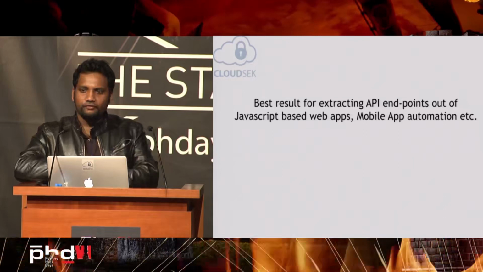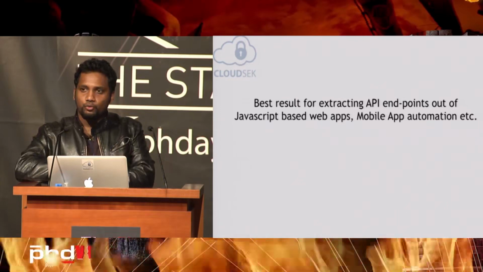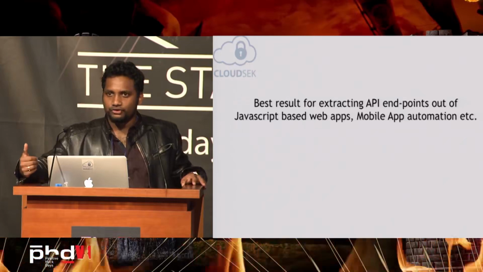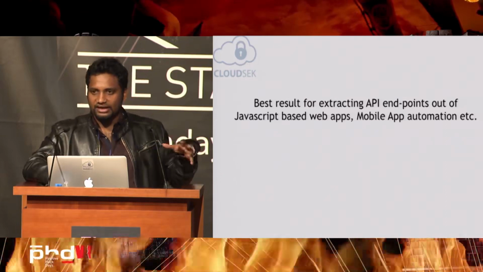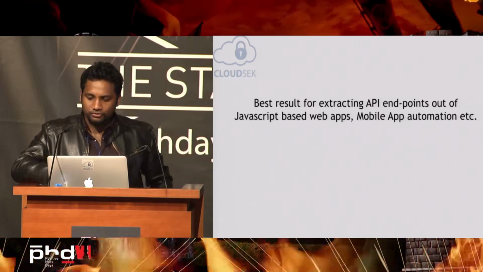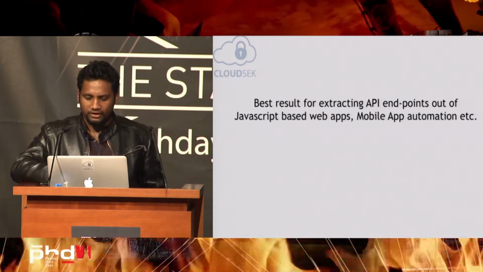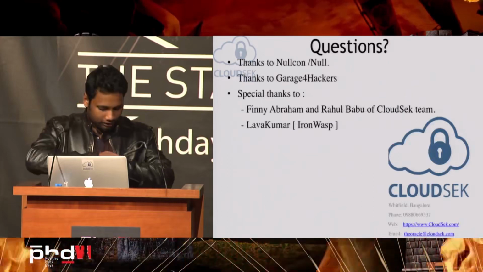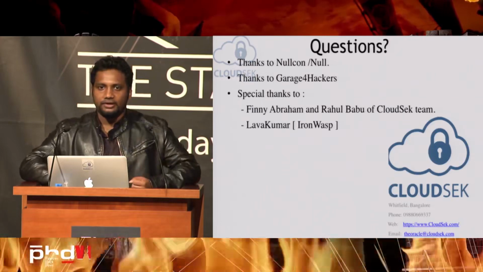And this technology is very good for extracting API endpoints. Like I said, almost all the new generation web applications are built heavily on JavaScript. So it's very important that the JavaScript endpoints are triggered, or the user interaction is correctly done, in order for the right endpoint to be triggered. The same concept could be used for mobile app automation as well. As of now, we use this technology for automating web applications. So I'll take the 10 minutes for questions if you have any.